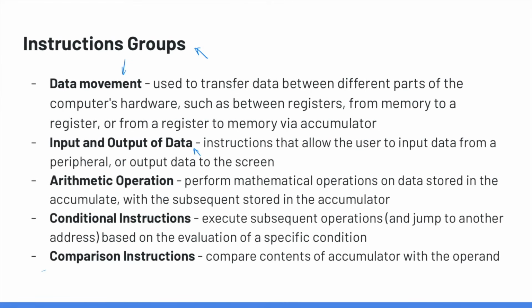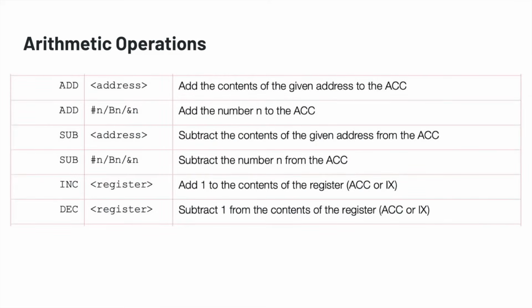Next, we've got arithmetic operations, which basically are what they sound like. They allow us to perform mathematical operations on data stored in the accumulator, and then we can take the result and store it back in the accumulator in most cases. So here's some examples. We have the add command. The add command might look like this, where 373 is an address. Basically what we would do is add whatever is at this address in RAM to whatever is in the accumulator, and then store the result back in the accumulator.